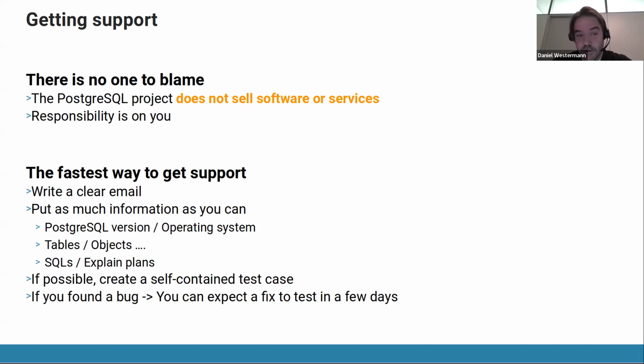Put as much information as you can, so at least the Postgres version, the operating system you're running on. If it's about slow queries, maybe put the execution plan, and in the best case, provide a self-contained test case. If you found a bug and you can prove that, you usually can expect to have that fixed in a few days. If you install from source code, you can immediately apply that in your test environment and see if it's fixed, and then you're done.